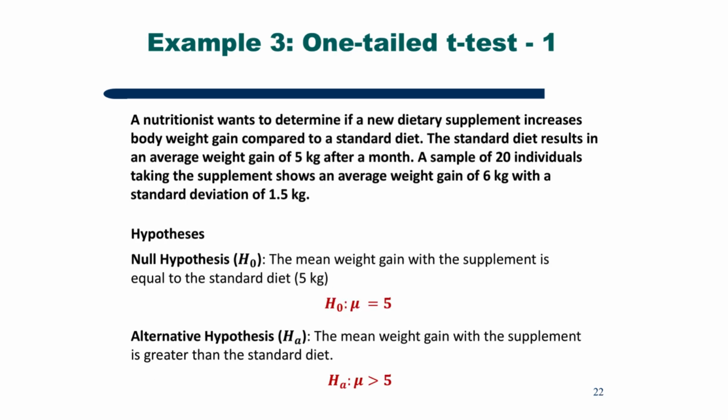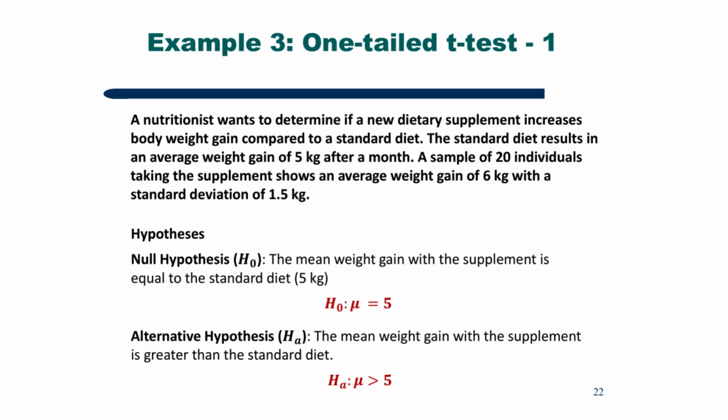Example 3. A nutritionist wants to determine if a new dietary supplement increases body weight gain compared to a standard diet. The standard diet results in an average weight gain of 5 kilograms after a month. A sample of 20 individuals taking the supplement shows an average weight gain of 6 kilograms with a standard deviation of 1.5 kilogram. Hypotheses. Null hypothesis.